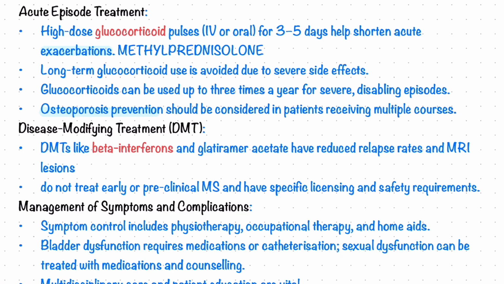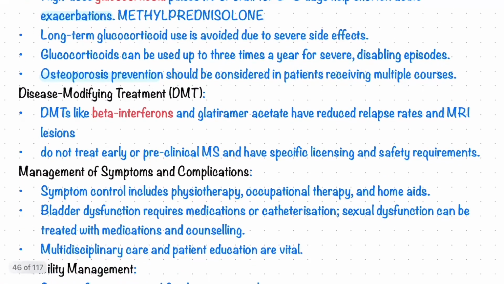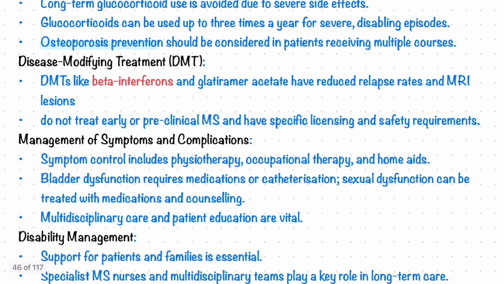considering these cases. Then, disease modifying treatments are most important, where DMTs like beta interferons and glatiramer acetate have reduced relapse rates and MRI lesions. Do not treat early or preclinical MS and have specific licensing and safety requirements. Now, management of symptoms and complications. This disease presents with a plethora of symptoms, and thus will include a lot of different interventions by different professionals.